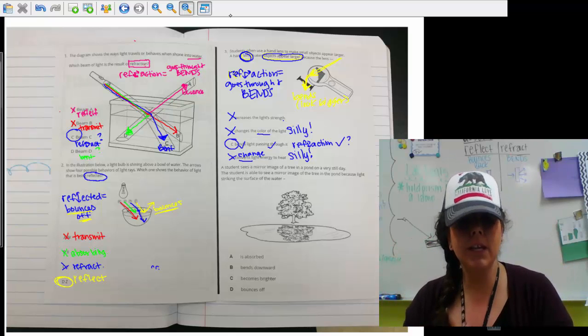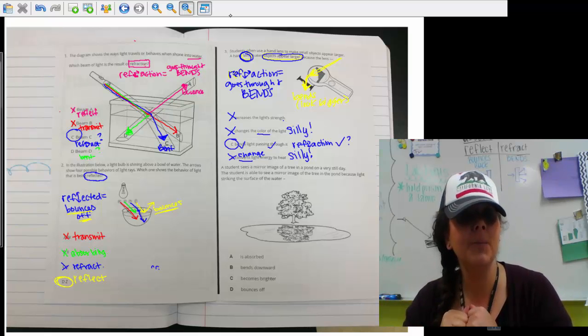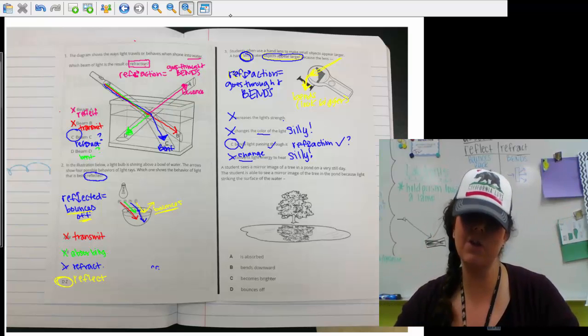What I would like you to do now is try the last problem on the page by yourself using the strategies that we've been using, and we are going to check it and go over it tomorrow. So continue to study reflection and refraction, and have a wonderful night.